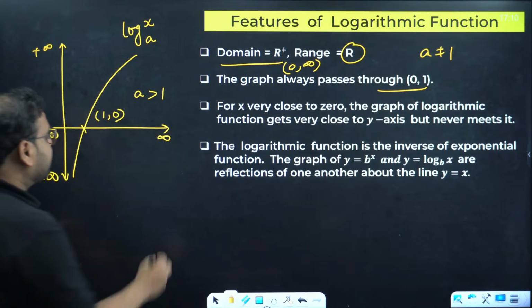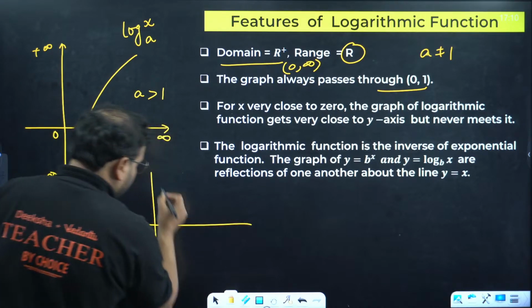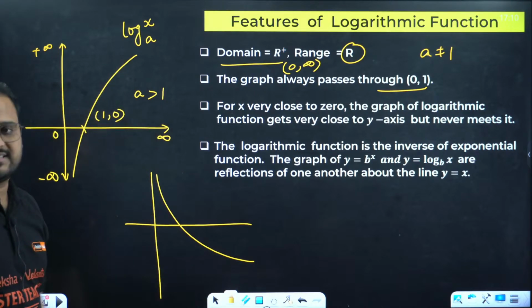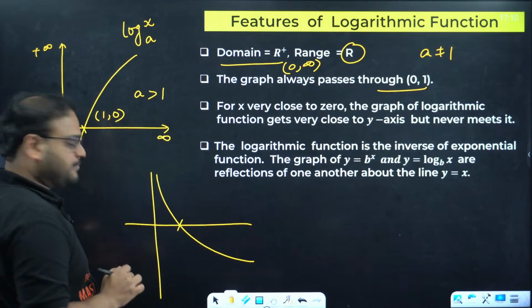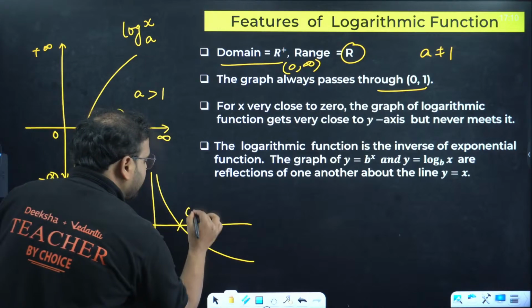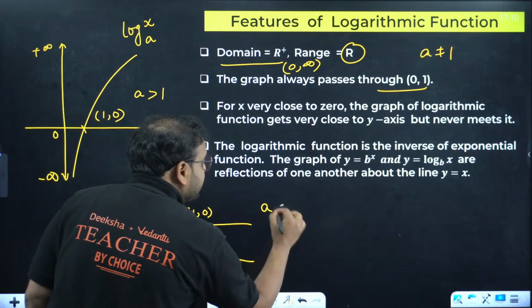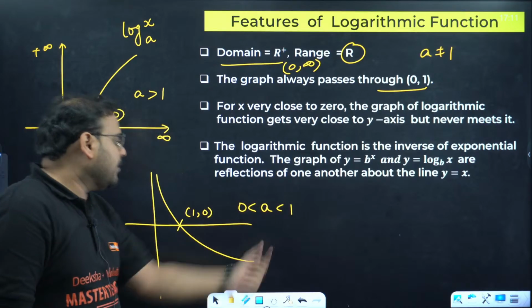Now, what is the other type? The other type is this, where the log is a decreasing function. Can you see, this one is only increasing, and this one is strictly decreasing. Over here, again the point will be the same, (1, 0). This is the case when the base a is between 0 and 1.